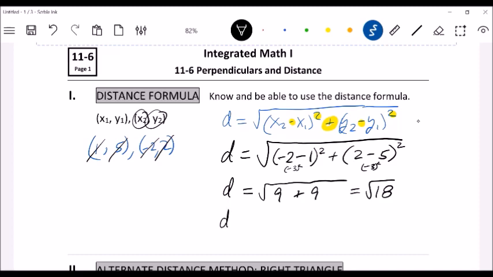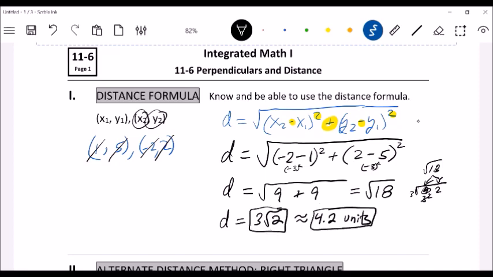And with the square root of 18, we have two possible answers. We can take the square root of 18 and break it down into, inside the square root, a 9 and a 2. And the 9 is 3 squared, so that'll come out and go in front as a 3. So we have 3 square root of 2. That's an exact answer. If we put it in the calculator, we get an approximate answer of 4.2 units. So both of these are correct depending upon which it is that you're trying to get.